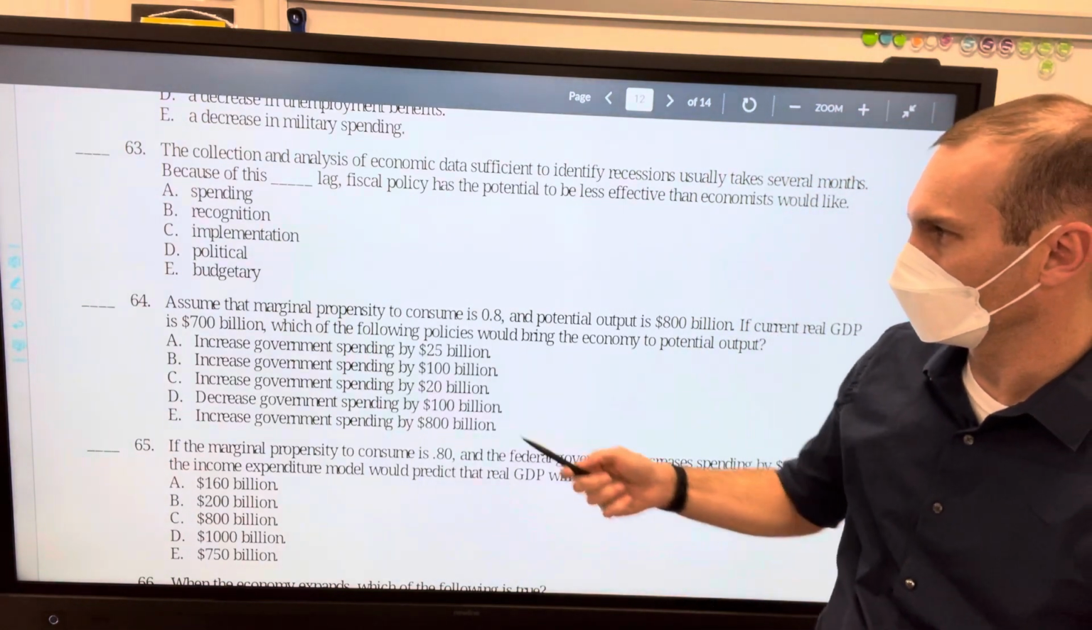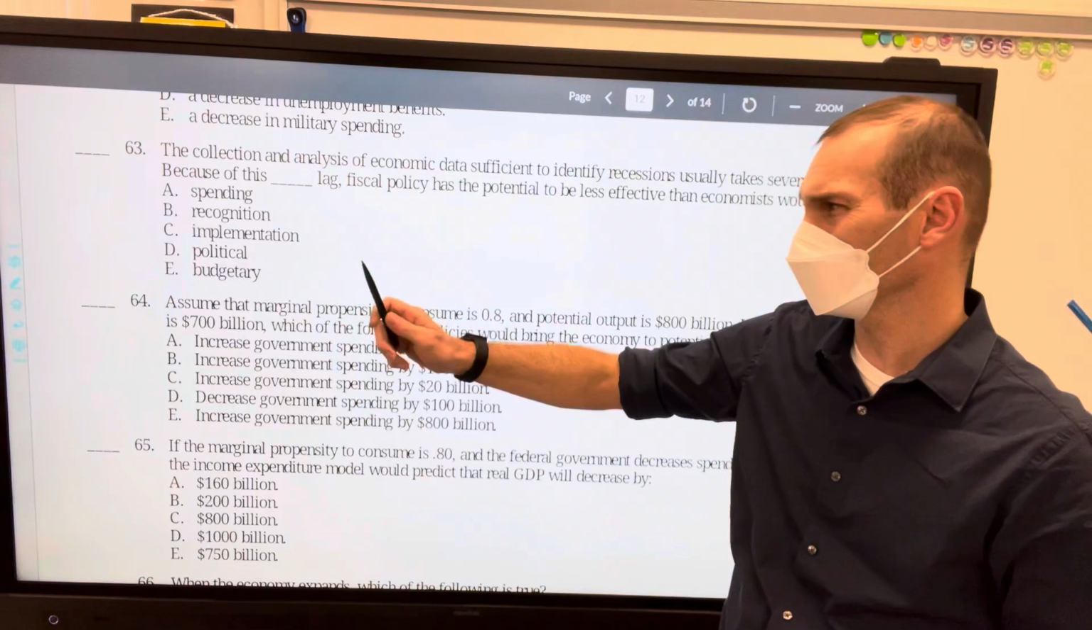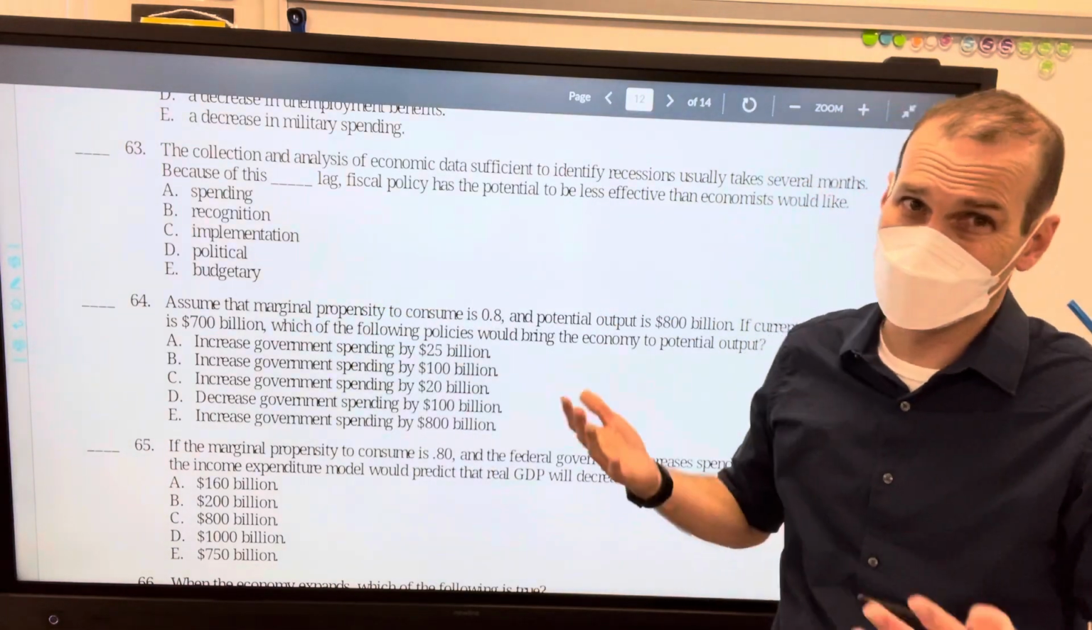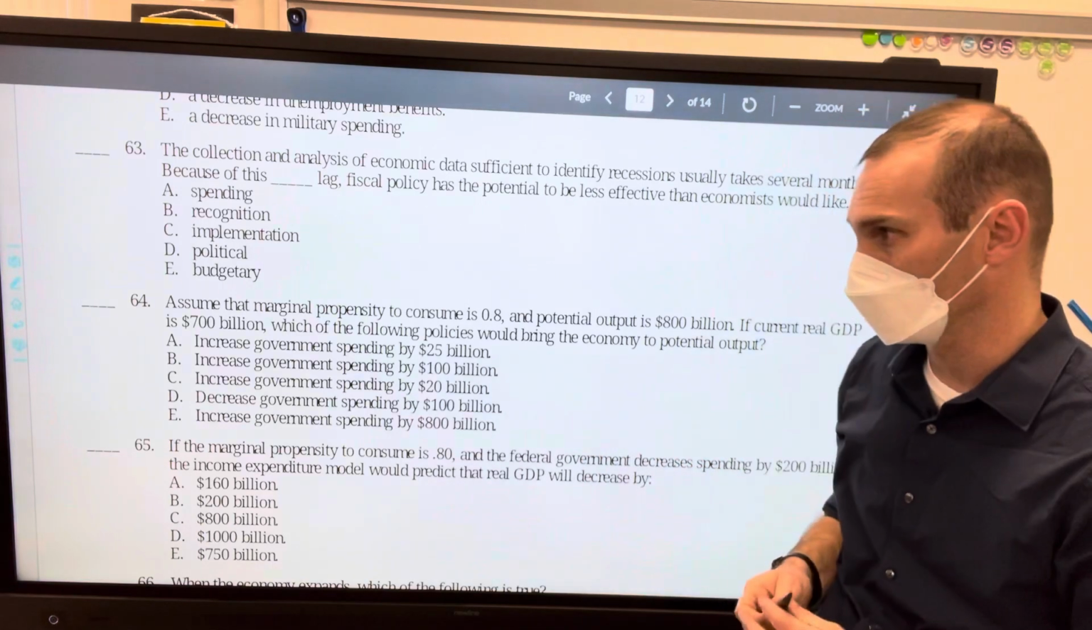Some of those aren't even lags, but budgetary is not a lag, but implementation is the other one. All right, so that's pretty much just definition based on those lags.